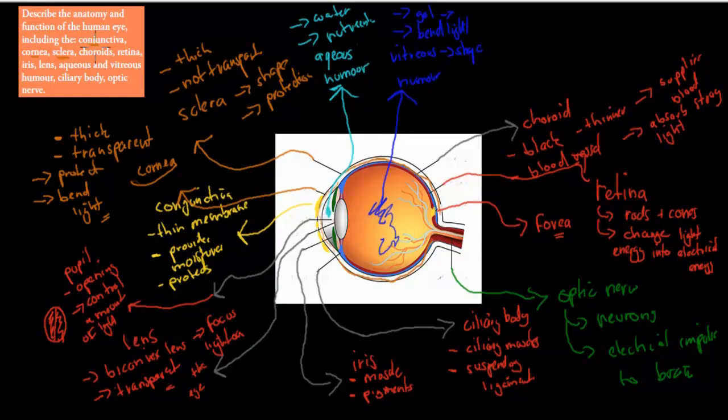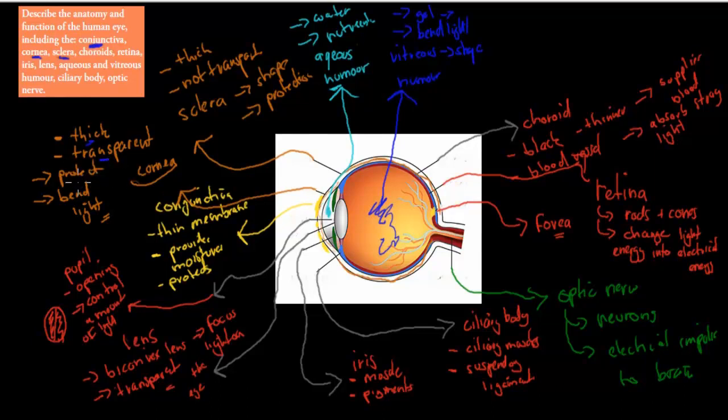First we have to describe the structure and function of the conjunctiva. The conjunctiva was this outer membrane. It was thin and it provided moisture and protects the outer part of the eye. Then we have the outer layer of the eye, which is made up of the cornea and the sclera. So the cornea was that bulge here, which was thick but was transparent, so it was see-through.